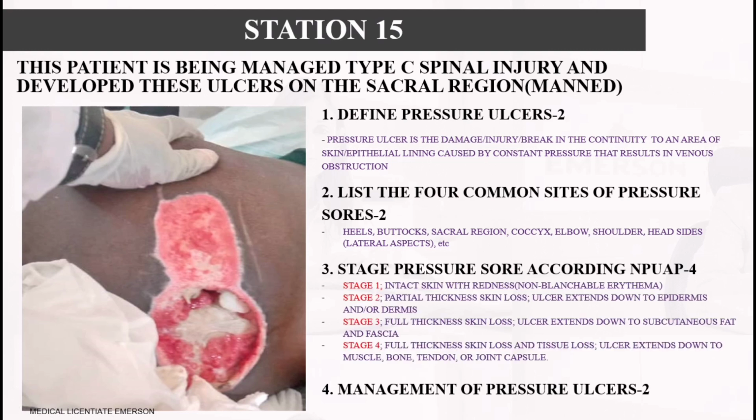Then staging, we have stage 1 to 4. So stage 1, we have intact skin with redness or non-blanchable erythema. Stage 2, we have partial thickness skin loss, and the ulcer extends down to the epidermis and or dermis. Then stage 3, we have full thickness skin loss, and the ulcer extends down to subcutaneous fat and fascia. Then stage 4, we have full thickness skin loss and tissue loss, and the ulcer extends down to muscle, bone, tendon, or joint capsule.